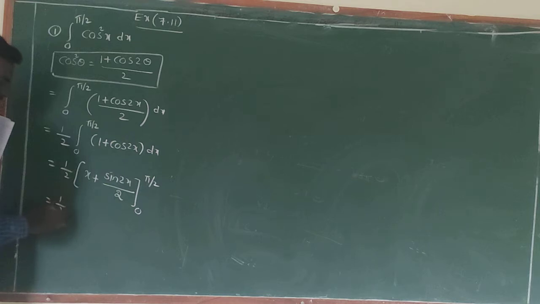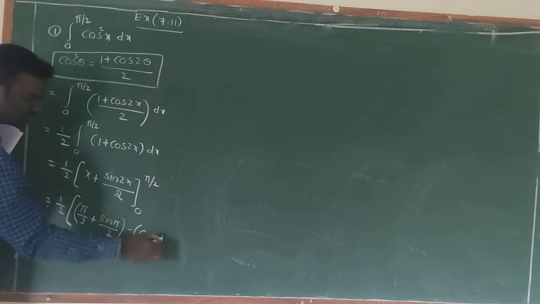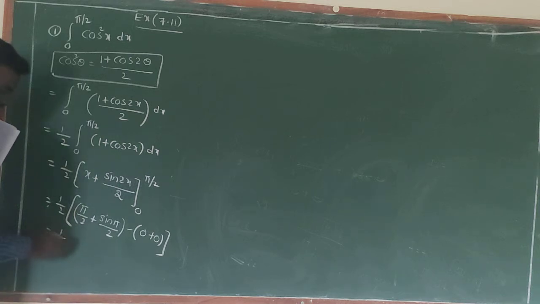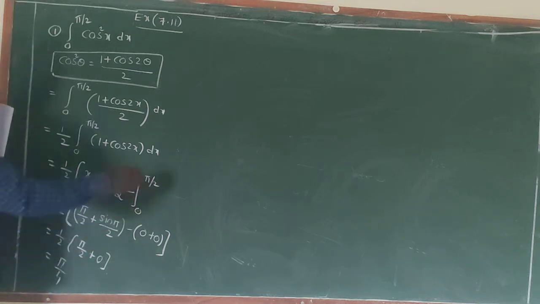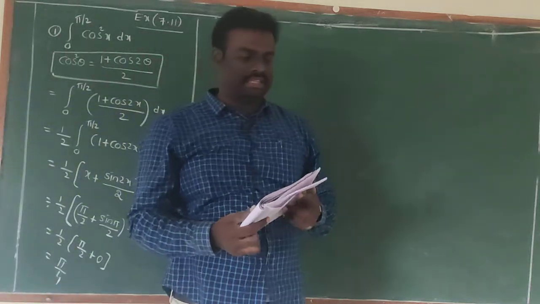First, we need to substitute the upper limit. What is the upper limit? Pi by 2 in place of x. Plus, 2 into pi by 2, the 2 gets cancelled, sin pi by 2. Minus the lower limit: 0 plus sin 0, which is 0. Then 1 by 2 into pi by 2 plus sin 180, whose value is 0. Then the answer is pi by 4. This is the answer for the first question in this exercise.